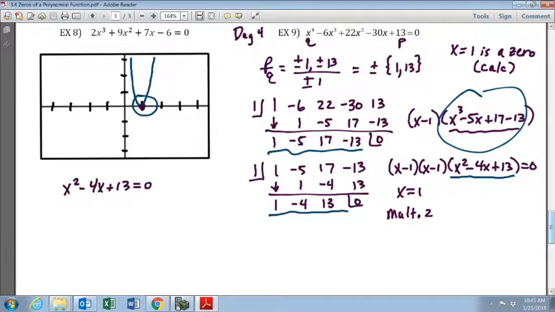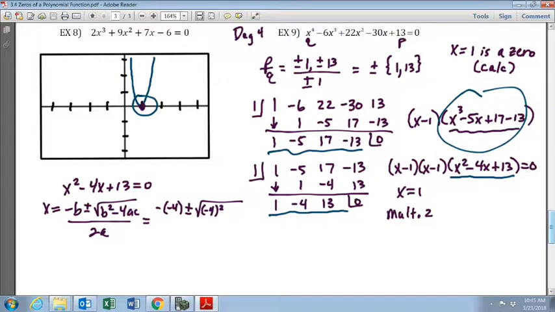Do you remember the quadratic formula? Write it down and then you can check it. So it's x equals -b plus or minus square root of b squared minus 4ac all over 2a. All right, so you're going to get x is the opposite of -4 plus or minus the square root of -4 squared minus 4 times a, which is 1 here, times c, which is 13, all over 2 times a, 2 times 1 in this case.